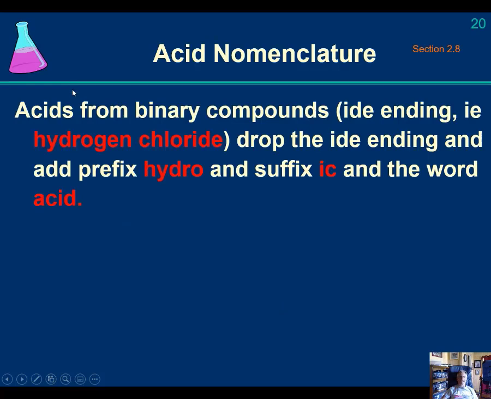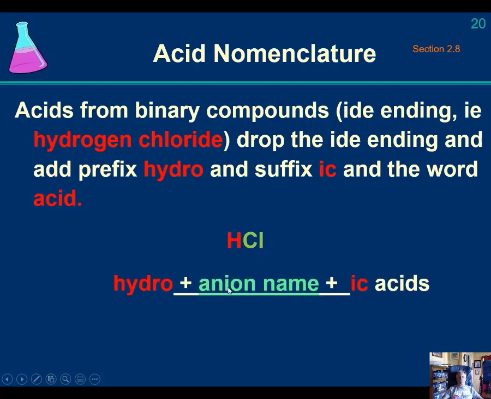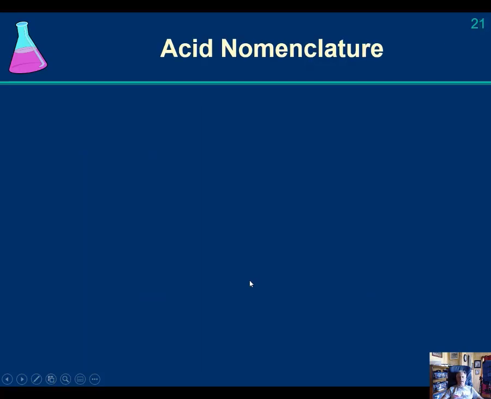So here we go. Acids from binary compounds, IDE endings, like HCl, hydrogen chloride. Drop the ide, add the prefix hydro, the suffix ic, and the word acid. So HCl becomes hydrochloric acid. Prefix hydro, chlor, ic, acid. You just get rid of the IDE, add ic, and then acid at the end, okay? So that's for binary acids.